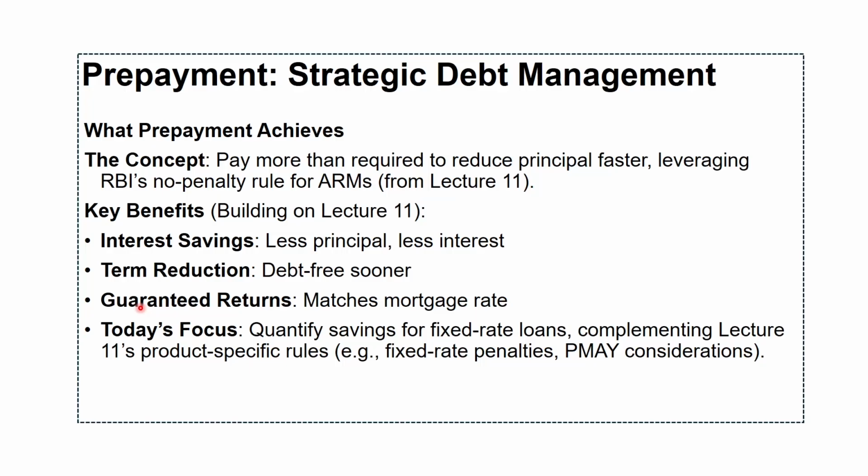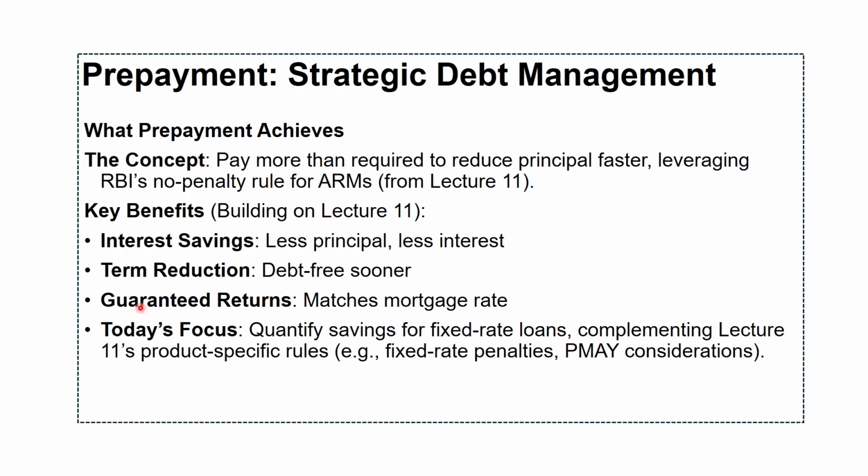Okay. So, for example, prepaying a Bangalore home loan saves lakhs, appealing to India's debt averse culture. Now, this strategy aligns with current competitive rates where borrowers seek early debt freedom. So, prepayments are like investing at 8.5% risk free, a compelling choice, right?